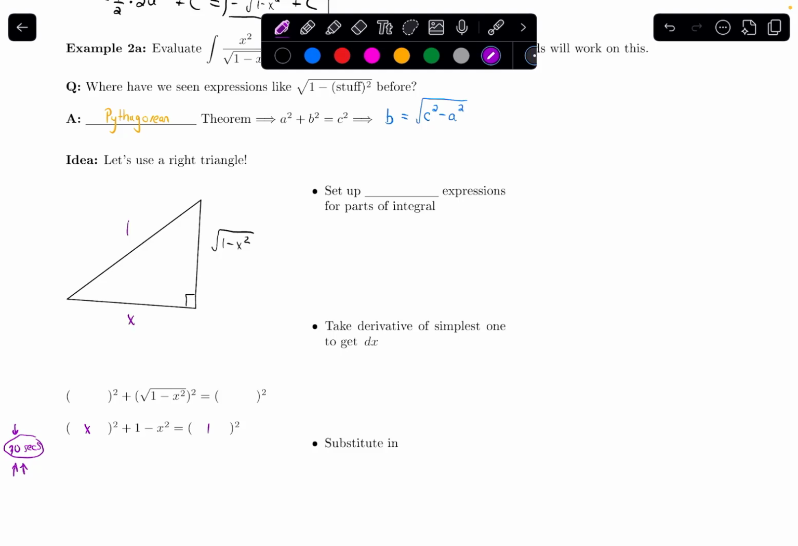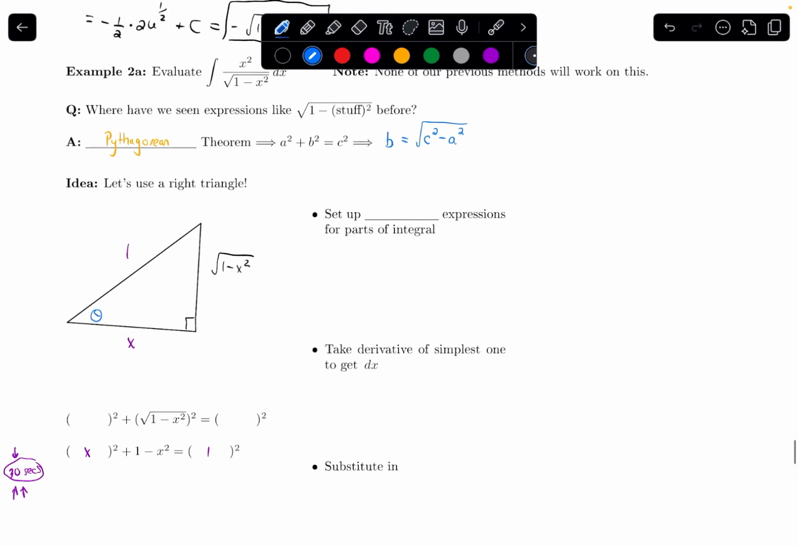Now I'm going to label one of the angles to be theta, and it doesn't matter whether I let it be that one up top or the one on the bottom. We can make it work either way. So maybe I'll just put theta here on the bottom. So that's my first step, set up this right triangle. Then we want to set up trig expressions for the parts of the integral.